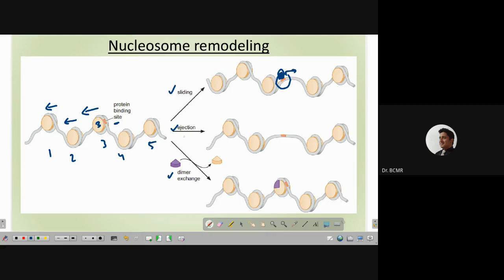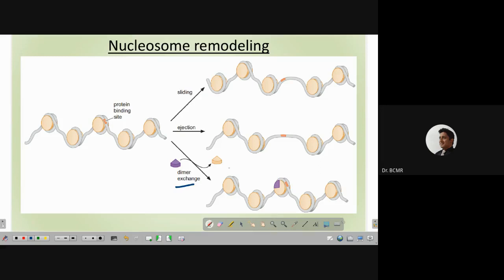There is something called exchange, ejection. We used to call that in the previous ones as transfer, where the whole nucleosome 3 is ejected out. Nucleosome 3 is ejected, so that now this whole DNA is accessible by the binding proteins. There is another way. It is called dimer exchange.